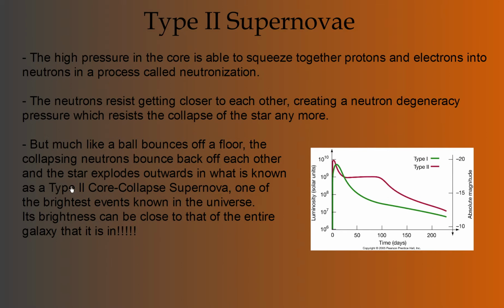It's known as a Type 2 core collapse supernova, and it's one of the brightest events known in the universe. It's so bright that some of them can be as bright as the entire galaxy. So you can take the billions of stars that this star is in, and the brightness from this one explosion can be equal to all of those other stars. That's crazy. Insane.